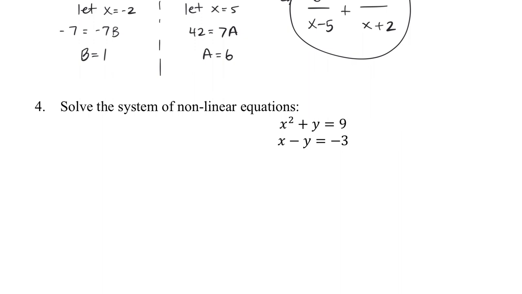Question 4 is from section 5.4, solving a nonlinear system of equations. So this bottom equation is a linear function. It's going to be a straight line. X squared plus y equals 9 is a quadratic, so its graph would be a parabola. So we need to find where this line intersects with this parabola.